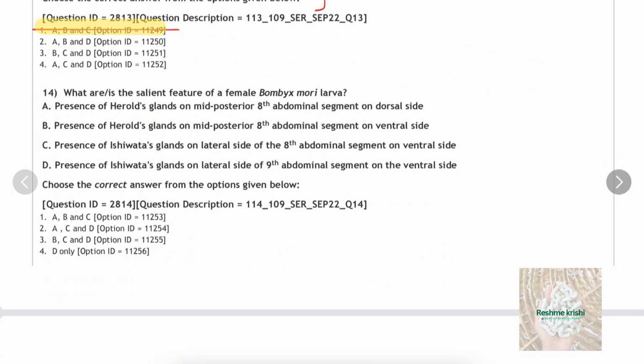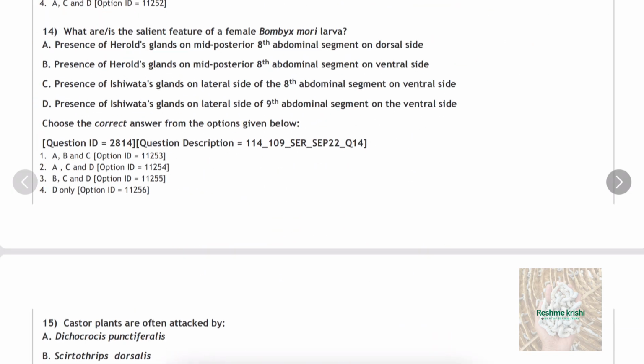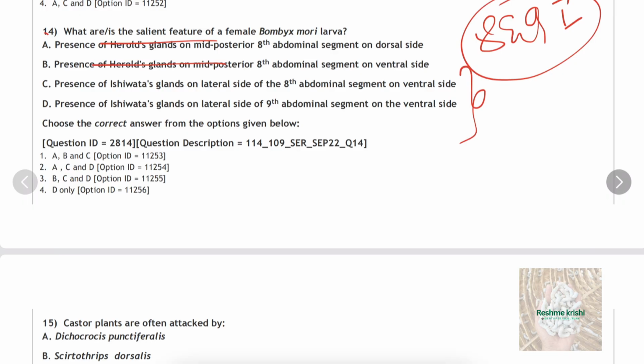What are the salient features of female mori larva? See, strike out Herold's gland, it is not there. Strike out Herold's gland, we have already mentioned in the 8th and 9th. There will be Ishiwata's gland, we have already seen. Presence of Ishiwata gland on lateral side of 8th abdominal segment on ventral side. Presence of Ishiwata gland on lateral side of 9th abdominal segment on ventral side. See, both statements are true.